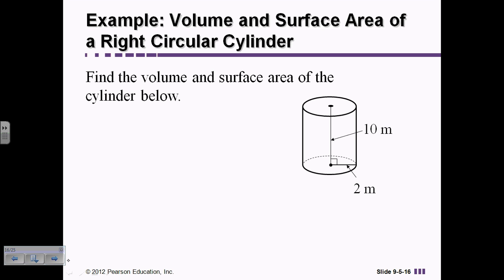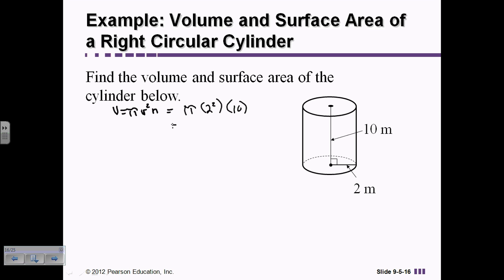So let's look at this. Find the volume and the surface area of this cylinder. So volume equals pi r squared h. R is 2 in this example, and h is 10. So you're going to do pi times 2 squared times 10.